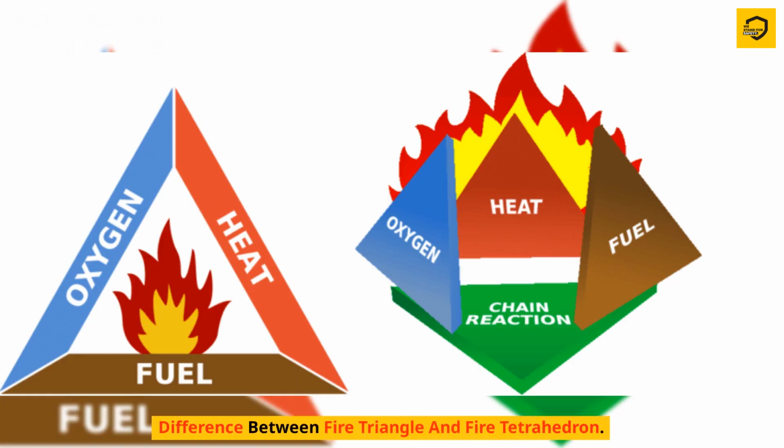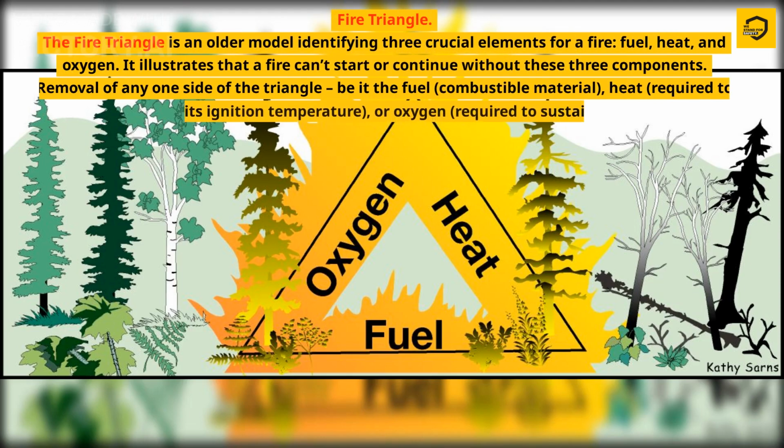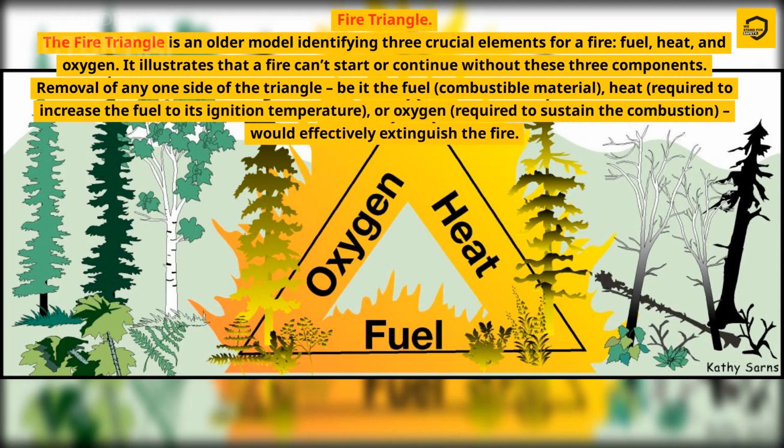Difference between the fire triangle and the fire tetrahedron. Fire triangle. The fire triangle is an older model identifying 3 crucial elements for a fire: fuel, heat, and oxygen. It illustrates that a fire can't start or continue without these 3 components. Removal of any one side of the triangle, be it the fuel, the combustible material; heat, required to increase the fuel to its ignition temperature; or oxygen, required to sustain the combustion, would effectively extinguish the fire.